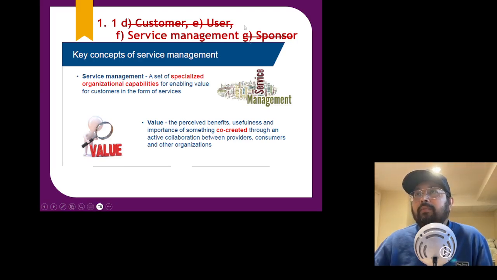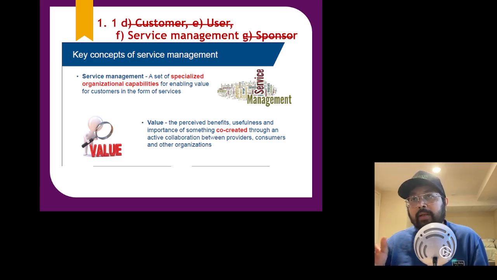So now comes the point, service management. The key concept of service management is very important because ITIL is all about service management. So service management is a set of specialized organizational capabilities. Keep in mind, specialized organizational capabilities for enabling value for customers in the form of services.